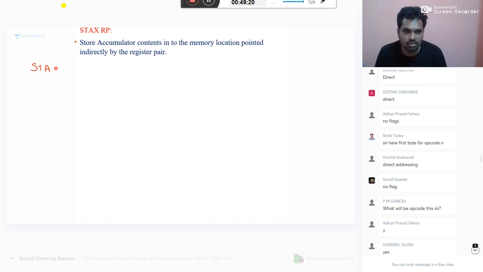STAX RP. This RP can be, you have two variants in this, STAXB and STAXD. Okay, so listen here. The accumulator will be copied into the memory location pointed to by the register.